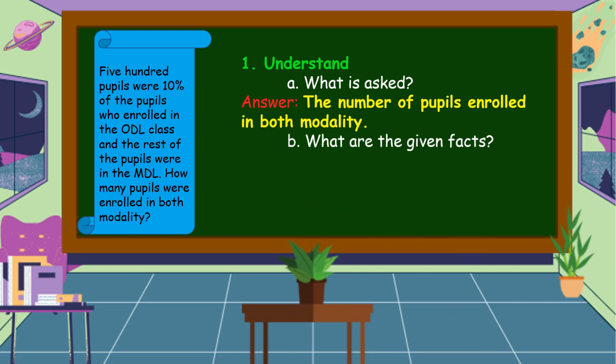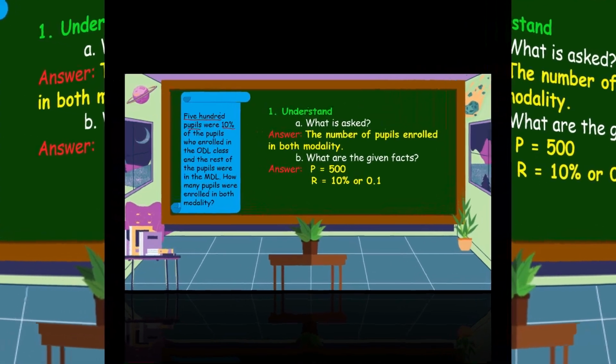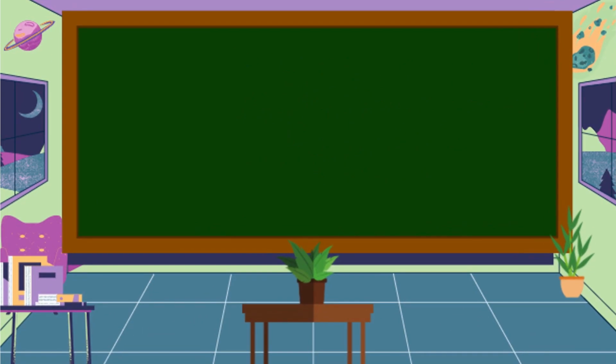Okay, pangalawa, what are the given facts in the problem? So, meron tayo ditong 500 pupils at saka 10%. So, ang 500 pupils dito ay hindi pa talaga ang kabuuan na pupils sa school kasi this is only 10% of the pupils. So, the given facts in the problem are 500, which is our percentage, and rate is equal to 10% or 0.1.